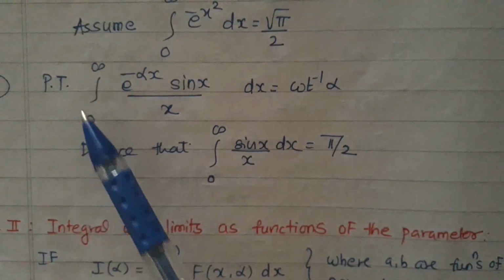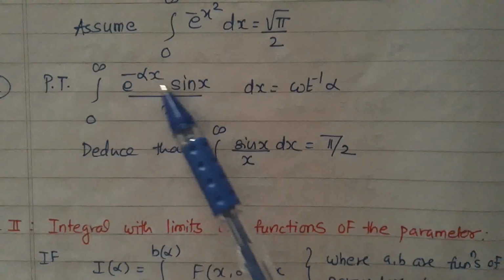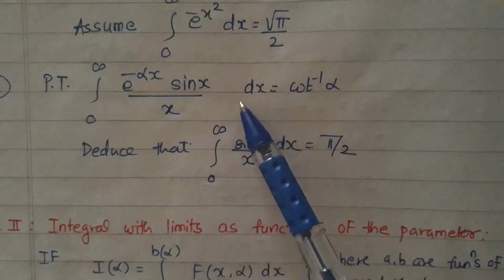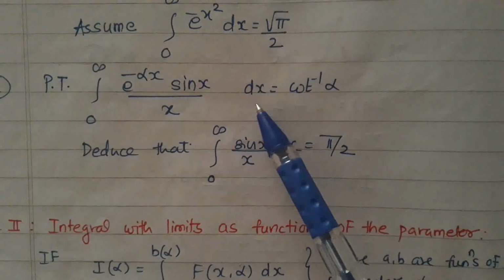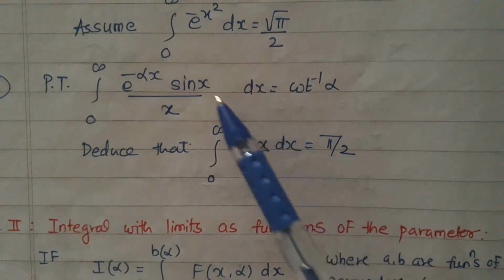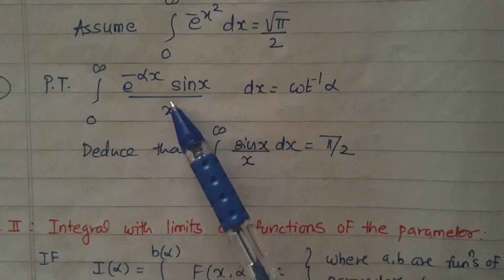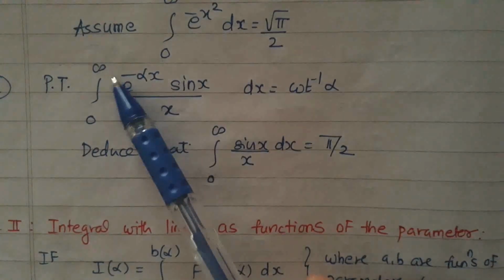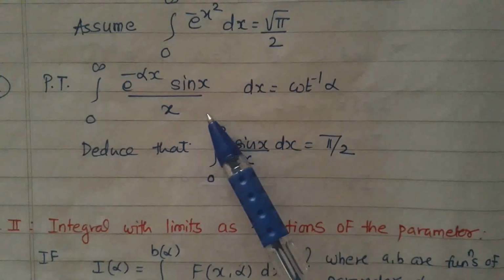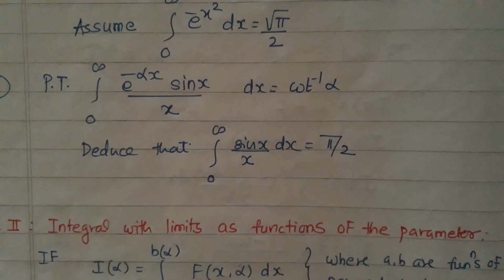Similarly, the next question: prove that integral 0 to infinity e raised to minus alpha x sin x upon x dx. Here this function is to be integrated with respect to x, so x is variable and alpha is parameter. So put the notation for this integral as I of alpha, and limits 0 and infinity are constant. So apply the DUI's rule 1 to find the value of this integral.